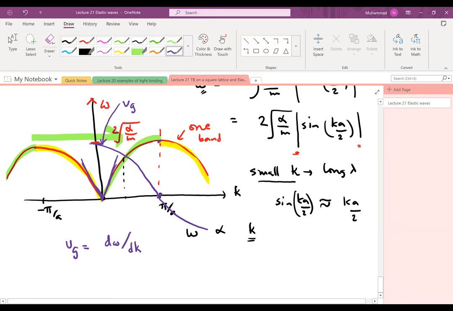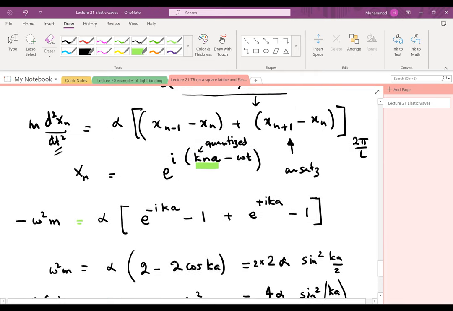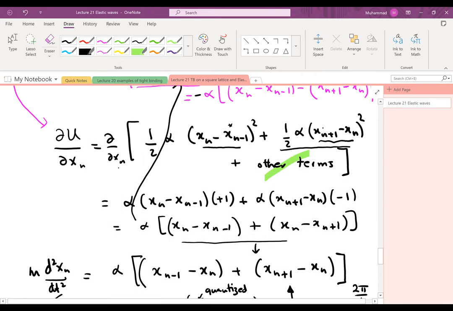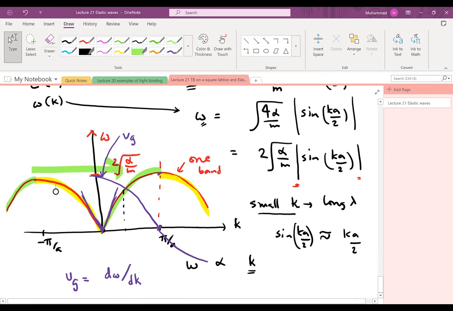So this is what we have for a monoatomic lattice, a monoatomic crystal oscillation. I get a dispersion relationship. I do not get any bands. I just have one band because only one degree of freedom is possible, and that is a longitudinal oscillation.